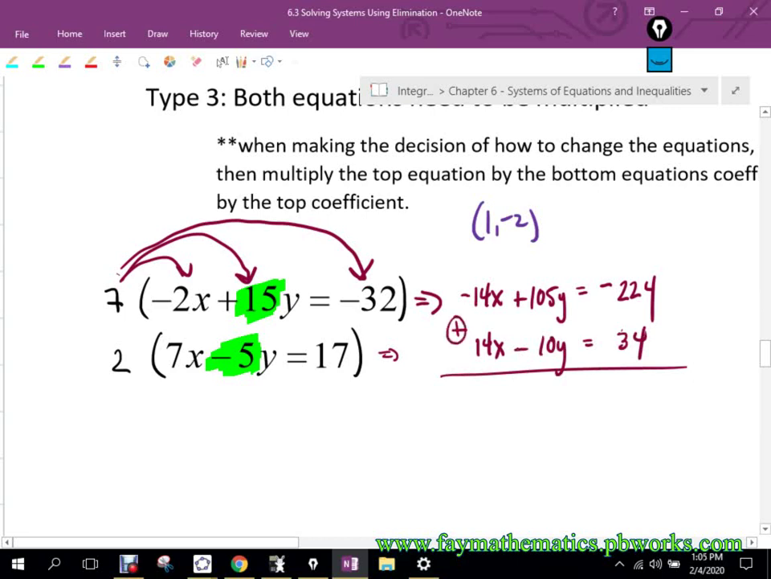Now if I add straight down, what's going to happen to your x's? They go away. How many y's do you have? 95 y's. This is going to go to 190.